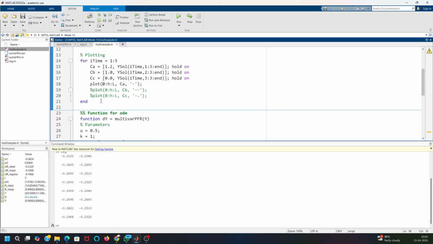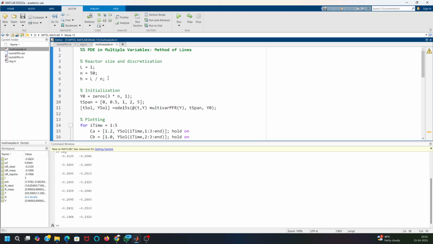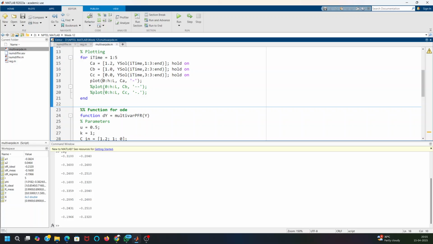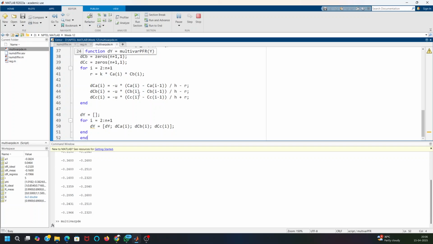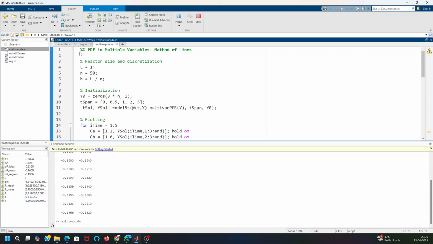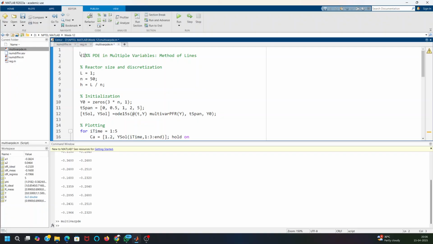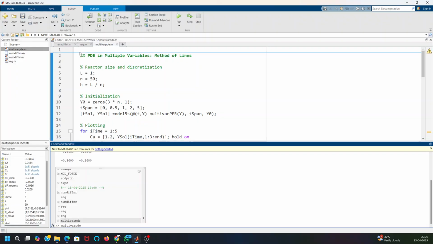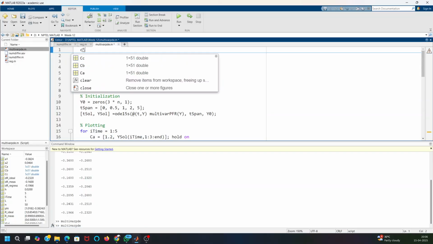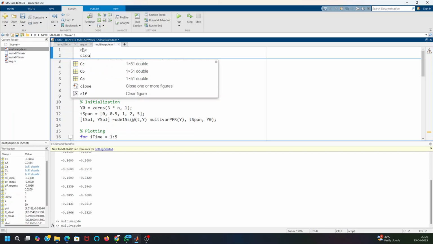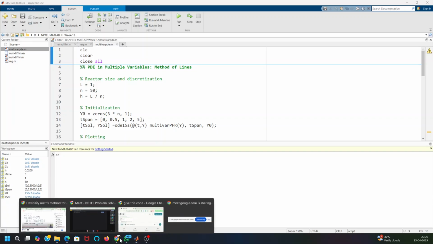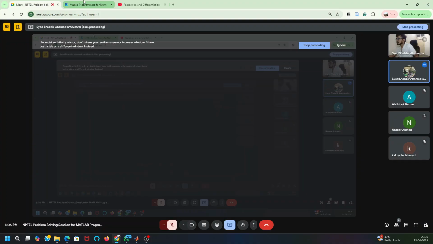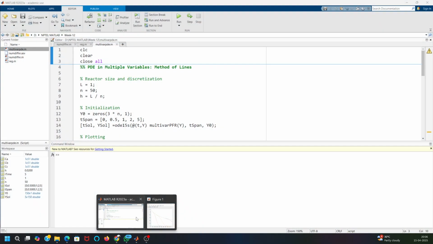That's how we can solve and plot. We'll just plot and see how we are getting the result. I think I should have included clc, clear all, close all. No problem. Screen is visible. Yeah.